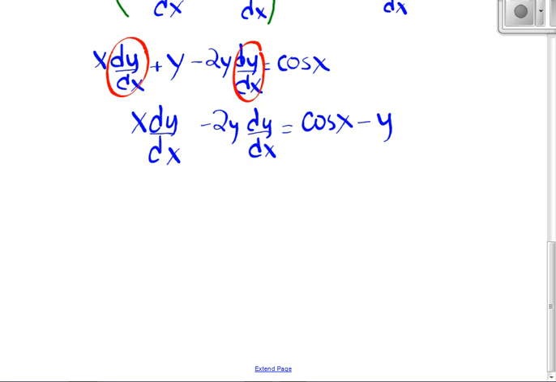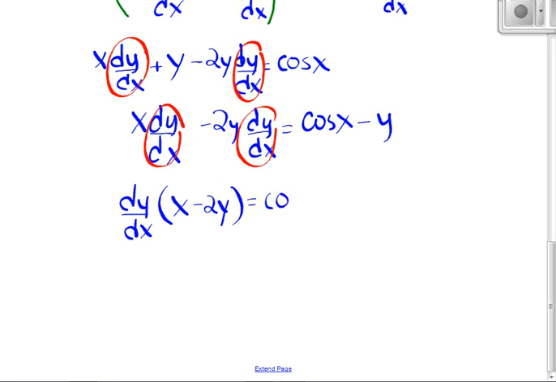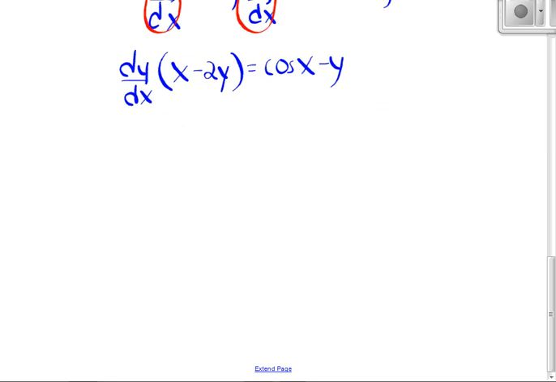Okay, so we want to solve for dy/dx. And you can see it in the answer if I gave you the answer. At least I think you should be able to see it. So I think you can kind of get your 2 points. That's all it is. dy/dx, and I'm left with x minus 2y equals cosine of x minus y. You see, I can combine those. I have to factor them to do that. And then I divide by x minus 2y.